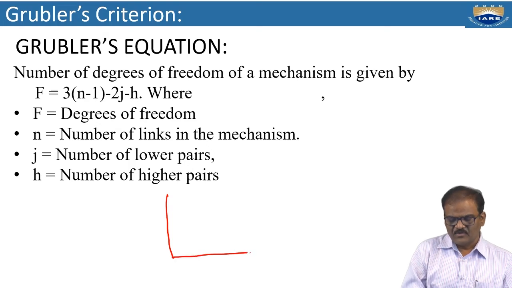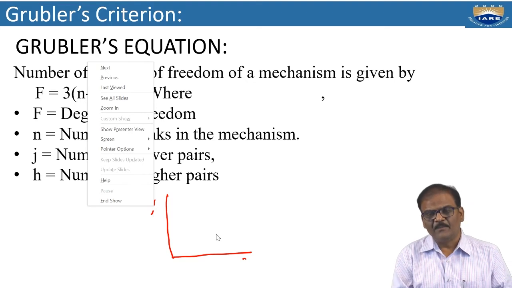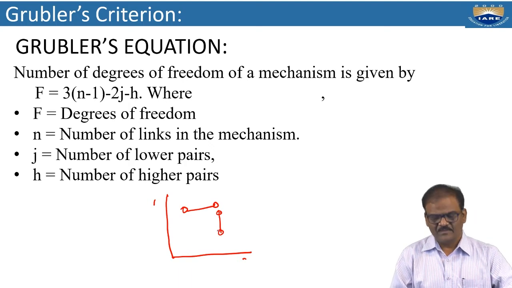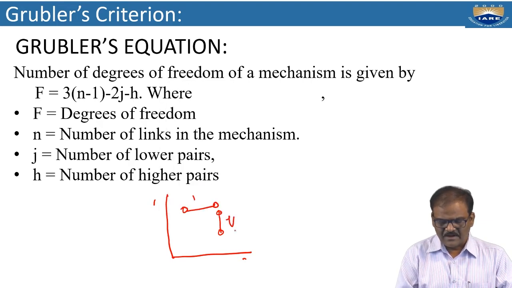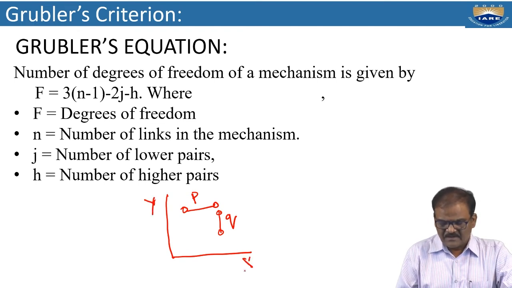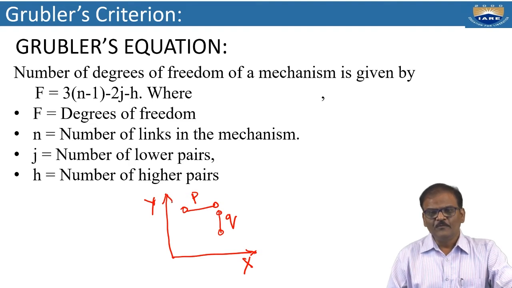If you are going to have 2 links in a planar mechanism where all the links will be moving parallel to the planes, and there is a link, and there is one more binary link in a plane mechanism, say this is P and this is Q. In a plane, this is the y-axis and this is the x-axis, in the x and y direction. How this equation has come, that is the objective of the present discussion.